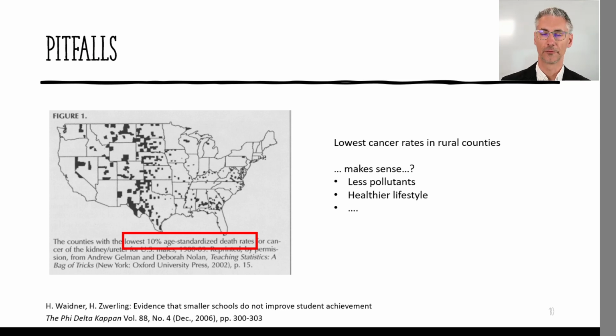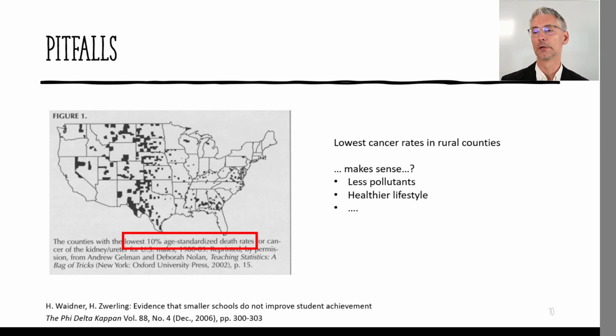There are a number of pitfalls if we want to do this, and we want to briefly discuss a few. There's one nice example, and this is about cancer rates in rural counties in the United States of America. In this paper, they say the counties with the lowest 10% of age-standardized death rates from cancer are scattered like this. And if we look at the distribution of where these counties are, this makes intuitive sense.